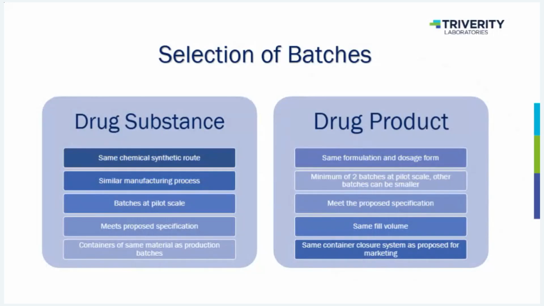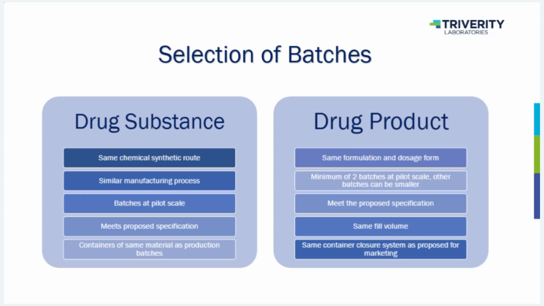Selection of your primary stability batches. The drug substance needs to be the same chemical synthetic route. It needs to be a similar manufacturing process to the one that you're going to market with. Your batches can be at pilot scale, and they need to meet the proposed specifications. And then your drug substance needs to be in containers that are the same material as your production batches. We'll talk about containers here in a minute.